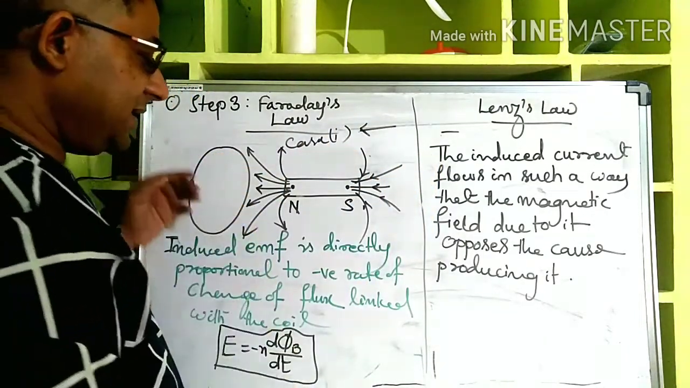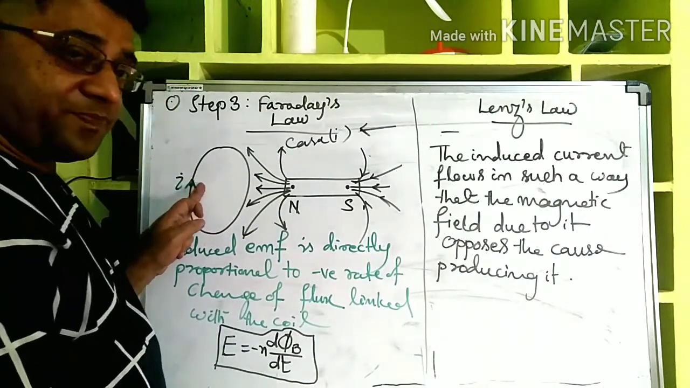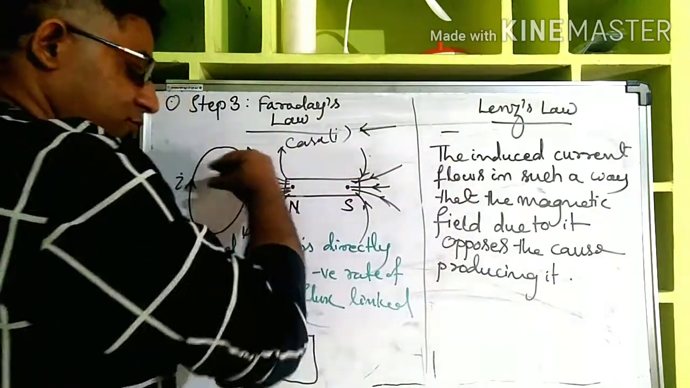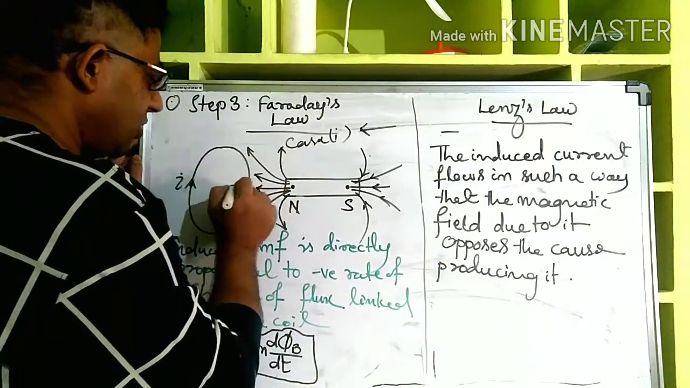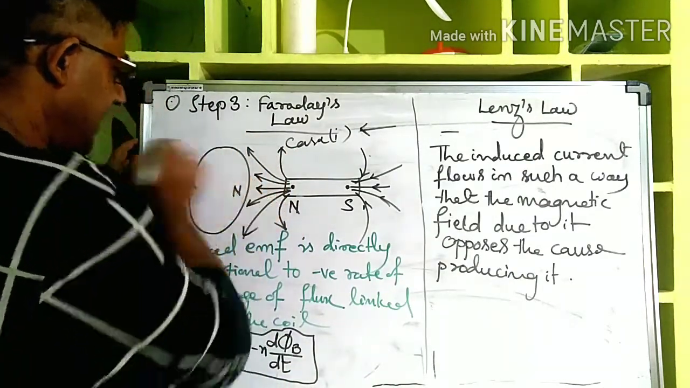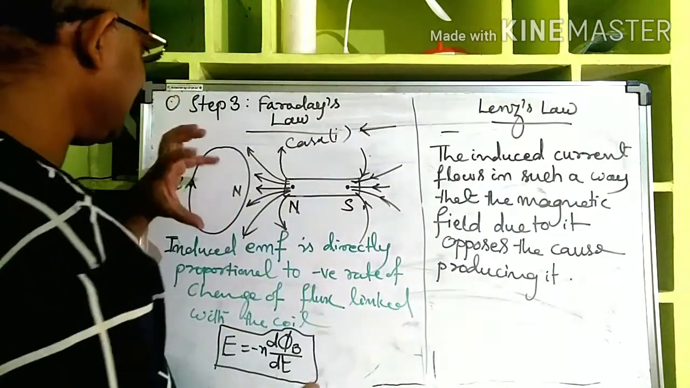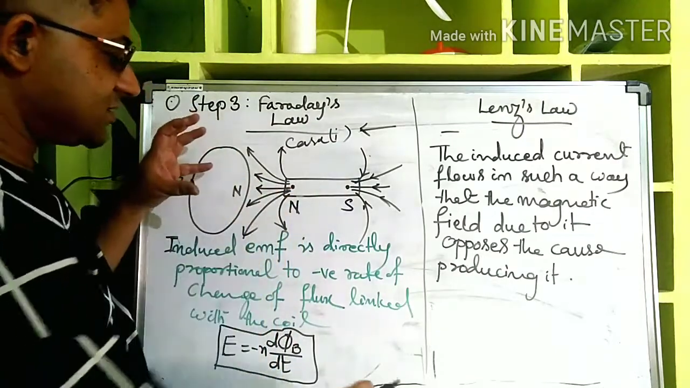Then the current will be in such a way that the magnetic field induced by that induced current will oppose it. So if the magnet is coming towards this, then it should be repelled. That's why this side will be north and this side will be south. The face of this coil, think of this round coil like this. Now this side is north, this side is south.